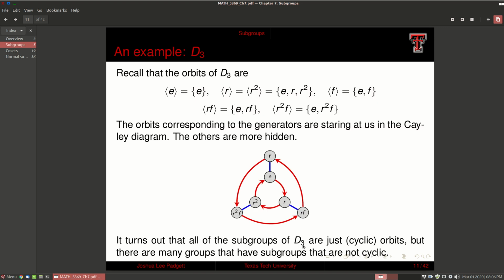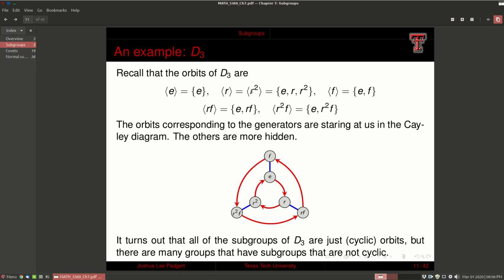All right. Now, so what are some examples? So, let's look back at D3. Recall, and by recall I mean, of course, reconvince yourself of this fact, the orbits of all of the elements. So I have each element, E, R, R squared, F, RF, and R squared F. Then I'm going to look at their orbits. So E times E times E, nothing changes. I just get E. We've already computed the orbit of R, which was this one.